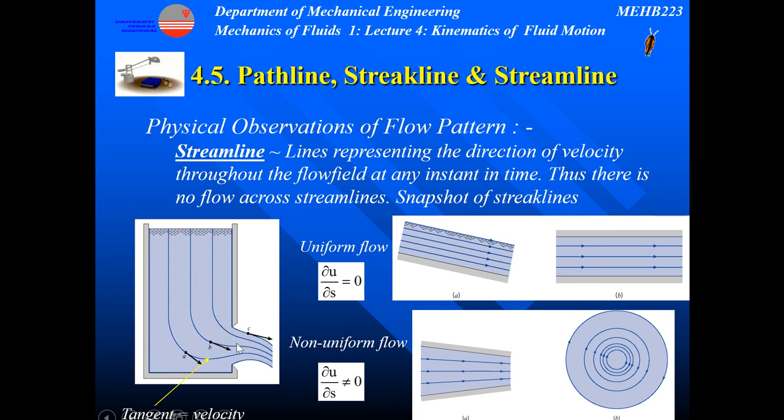If the gap is the same, the flow is said to be uniform flow, because du over ds, where s is the space, equals 0. But if the gap is not the same, here is closer, here is bigger, here is closer, here is bigger, this flow is said to be non-uniform because the change in the velocity with respect to space is not equal to 0.